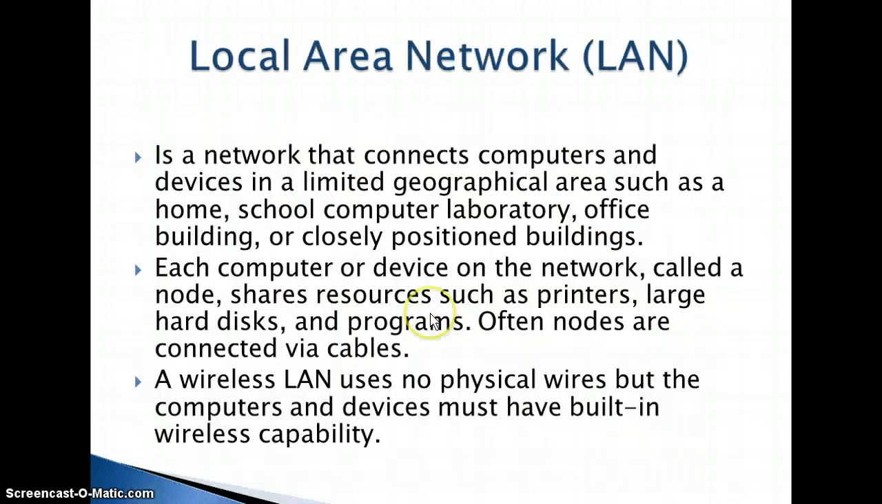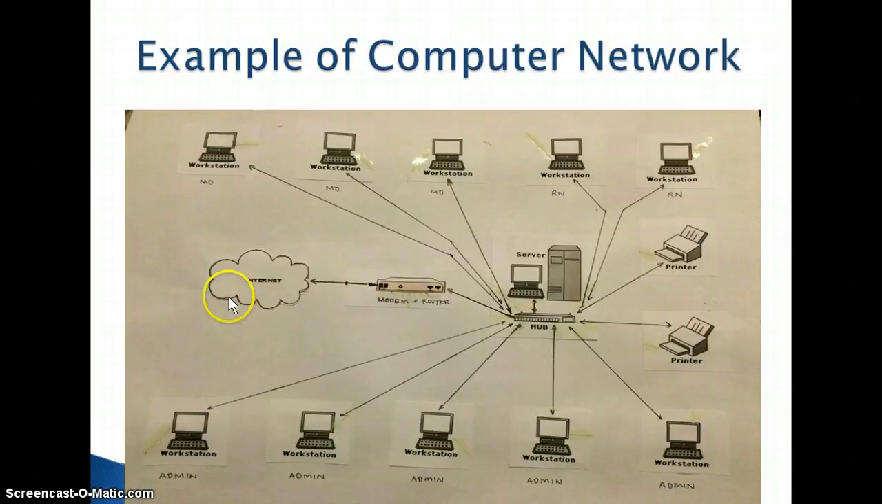First of all, a local area network is a network that connects computers and devices in a limited geographical area, such as a home, a school computer laboratory, office building, or closely positioned buildings. Also, each computer or device on the network is called a node. So if you go back, all the workstations, they're called a node. Each of these is a node.